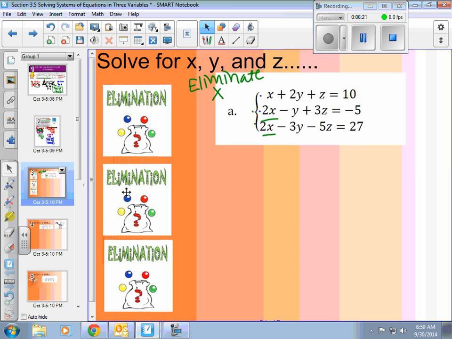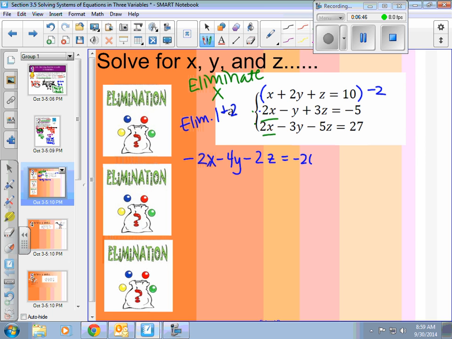The first thing I'm going to do is look at rows 1 and 2. In order to get my x's to eliminate, I need to take the top row and multiply it by -2. So I would have -2x minus 4y minus 2z is equal to -20.